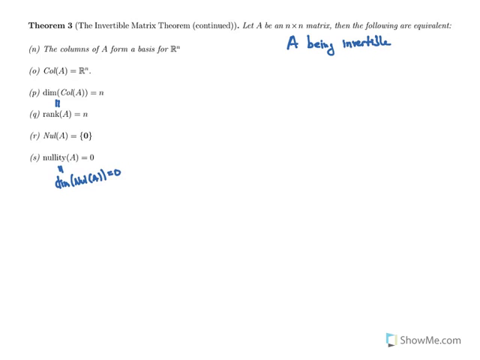All of those things say the same thing. So to be invertible, we're saying that there are no free variables, so the nullity is 0, and that there's a pivot in every column, which means that the column space of A is as large as we can make it, in this case n. And we have that the rank of A plus the nullity of A is equal to n.